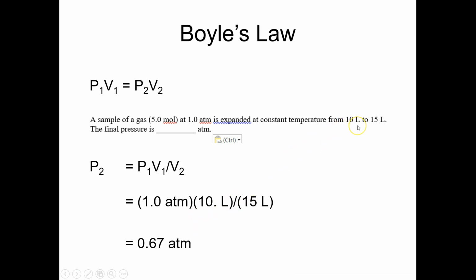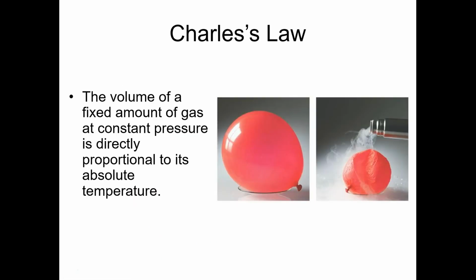Does that make sense? Remember, these things are inversely proportional. So as volume goes up, pressure goes down. Volume went up from 10 to 15 liters. Pressure went down from 1 to 0.67 atmospheres. So there's a Boyle's law problem. Let's take a look at Charles's law.